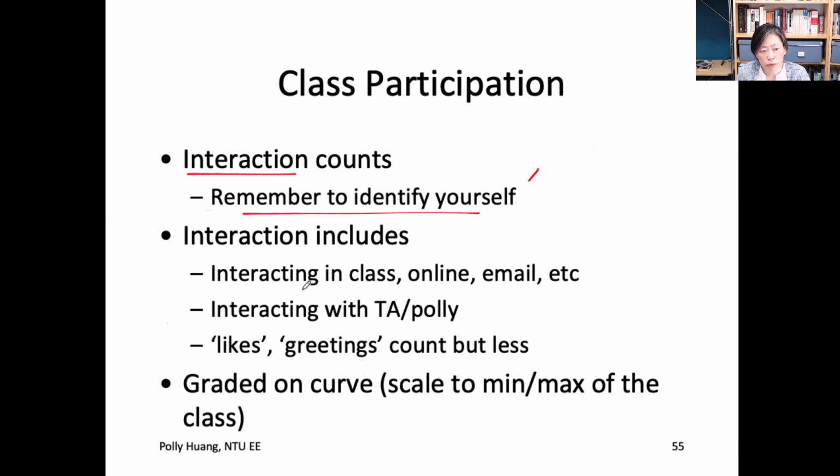Interactions could include those happening in class, online, on Slack, or if you are a little bit more shy, send me emails. That's also okay. And that includes interaction with TA and Poly. If you do likes and greetings, as I mentioned, they all count. Just a little bit less. Technical contribution, if you answer questions, that's counted more. And this is graded on a curve, okay, but Poly will also try to bound the maximum to some degree, because some of the students are very, very active.